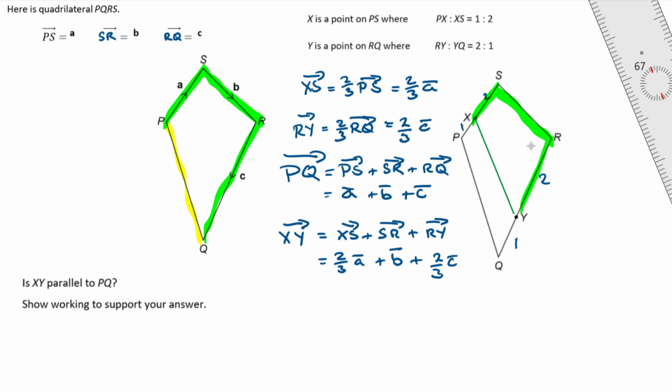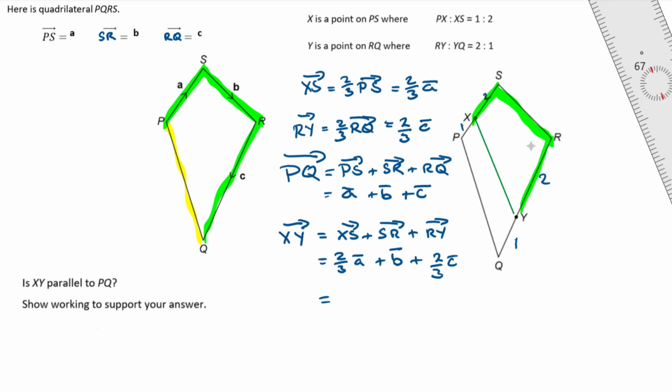Okay, so are they parallel? Well, clearly they're not. Now if I had 2/3 of B as well, if I had 2/3 of A plus 2/3 of B plus 2/3 of C, I could factorize out 2/3 and I'd have 2/3 of A plus B plus C, but I do not. The coefficient of B is not the same as the coefficient 2/3 of A and C, and therefore they are not going to be parallel.